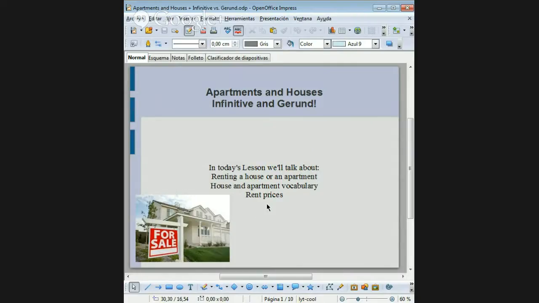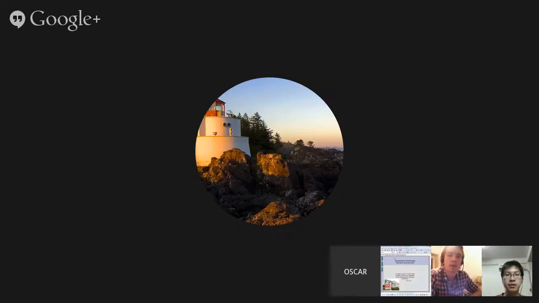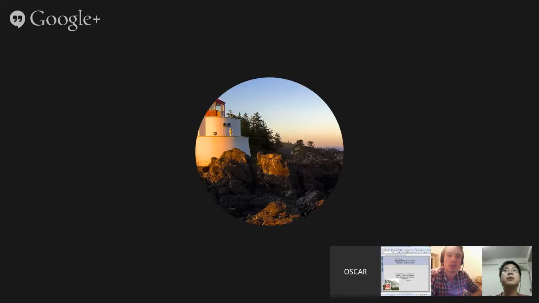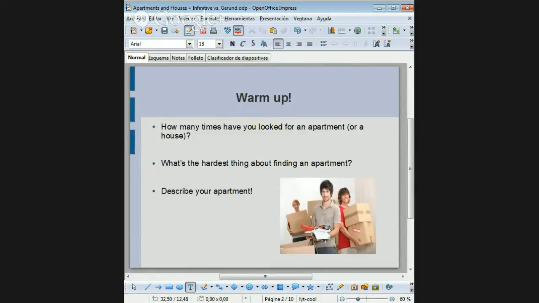Okay, good. That sounded great. Rent prices. Can you repeat "rent prices"? Yes. Nice. And then apartments. Apartments. Yeah, apartments. Good. Awesome job. Perfect. And let's go on to the first page.